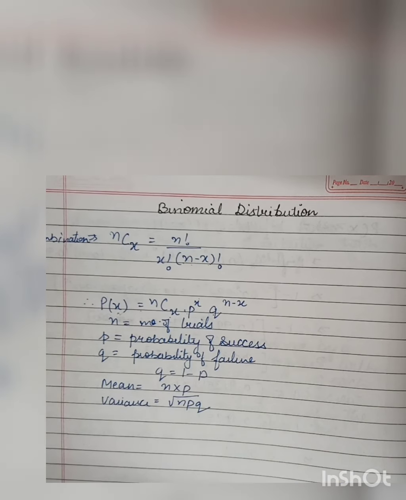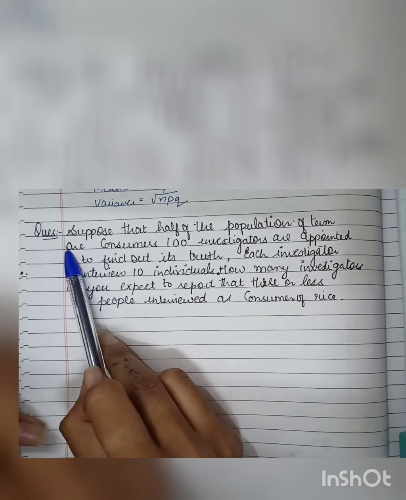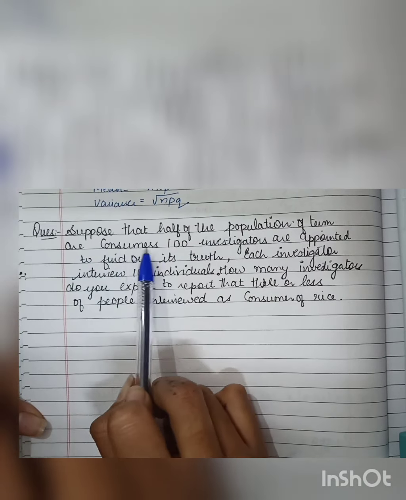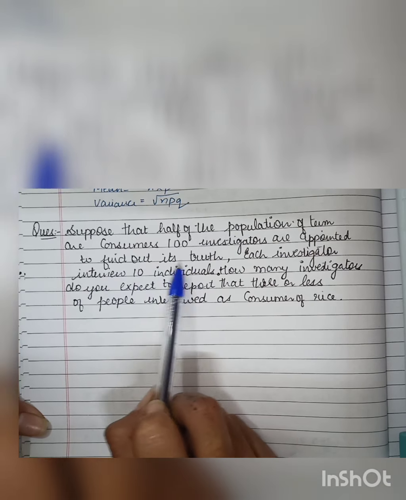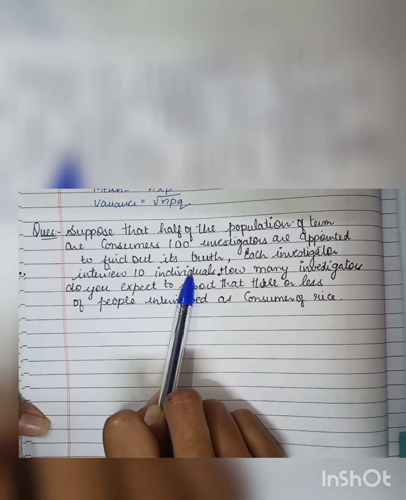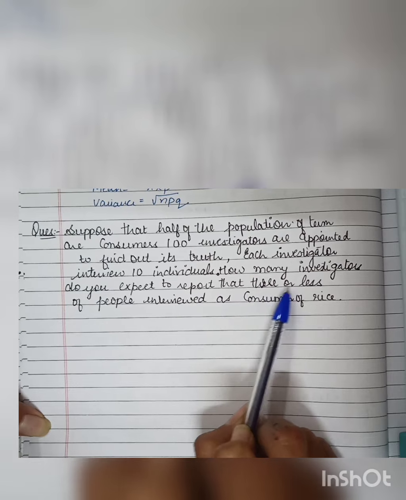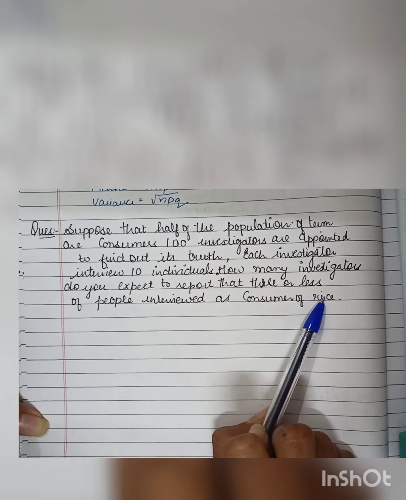Let's further study this with an example. Okay students, the question is given: suppose that half of the population of a town are consumers of rice. 100 investigators are appointed to find out its truth. Each investigator interviewed 10 individuals. How many investigators do you expect to report that 3 or less of the people interviewed are consumers of rice?